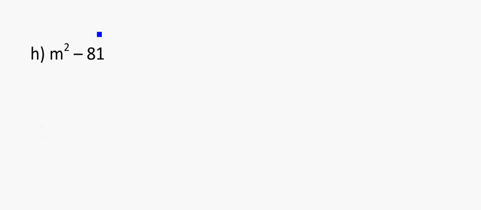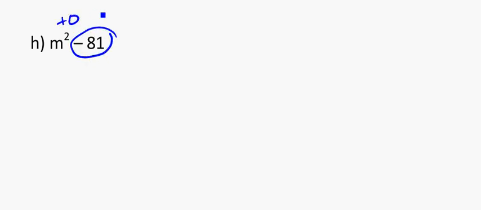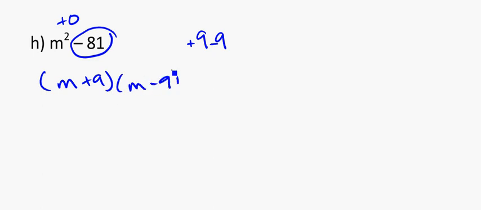One more example of that, just to illustrate the point. Here we've got m squared minus 81. So if you want to think about it, what times to negative 81 but adds to 0? Well, that would be 9 and 9, one positive, one negative. So m plus 9, m minus 9 in brackets, and that would be your final answer.